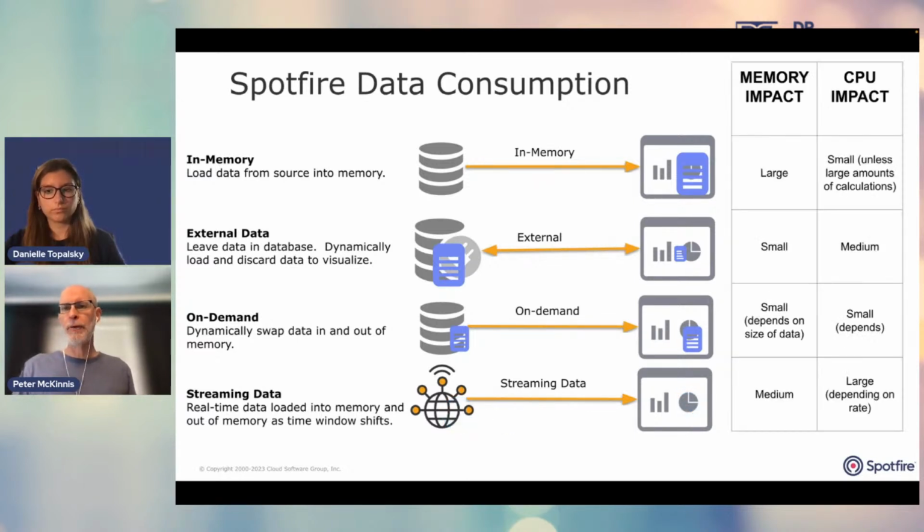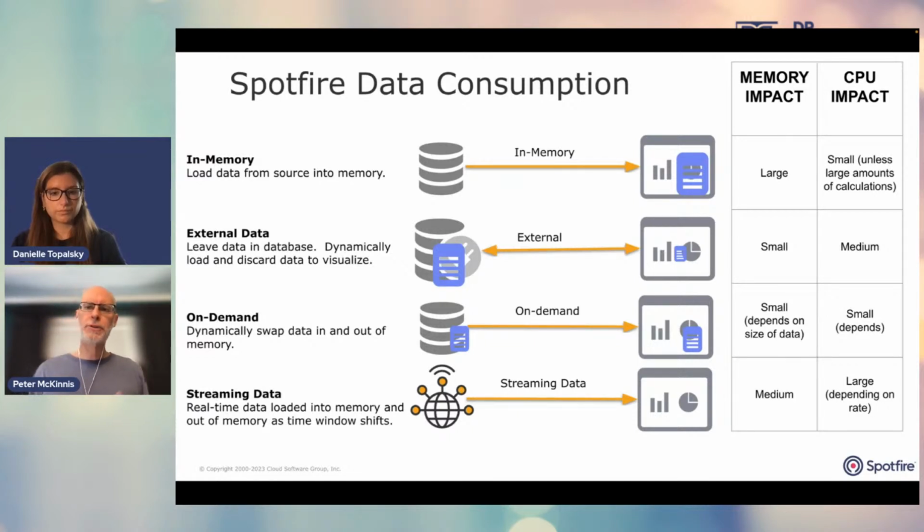At a high level, there are generalizations. Obviously, in specific use cases, the memory and CPU impact will be different. But as a general case, if you're pulling the data into memory, it can have a large impact on memory, depending on the size of the data. And the CPU impact can be smaller because you already have the data in memory. You're not processing the data every time the user does something. But that depends on what you're doing with the data. If you have a large amount of complex calculations, that affects the CPU.